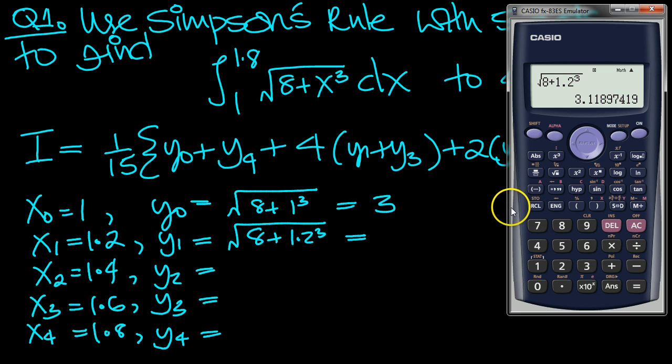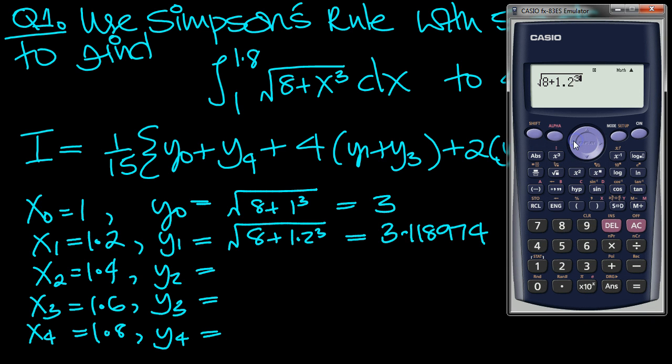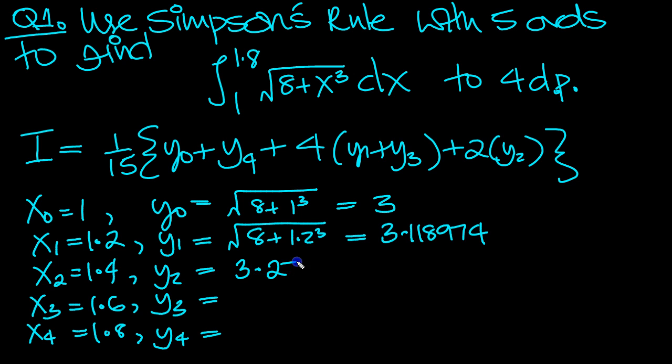Now we need our final answer to 4 decimal places. So if we work to 5 or 6, we should be fine, so let's work to 6. 3.118974. Next one we put 1.4 in. So let's go back to our calculator. Put 1.4 in here. 3.277804.